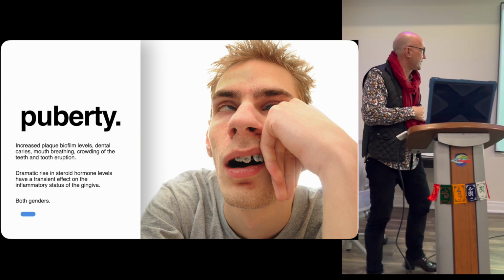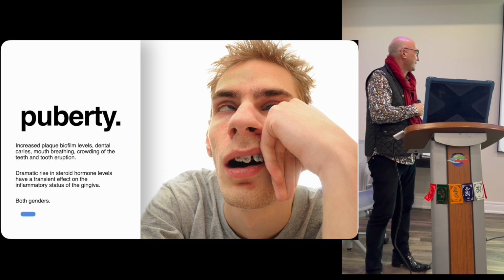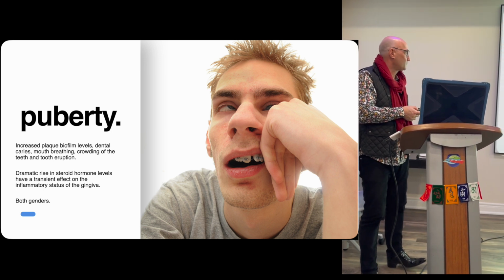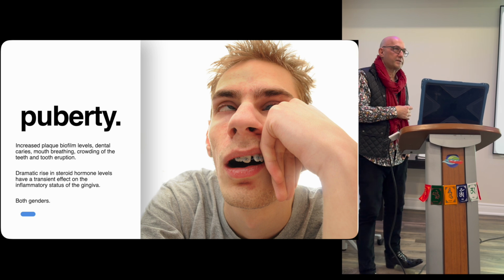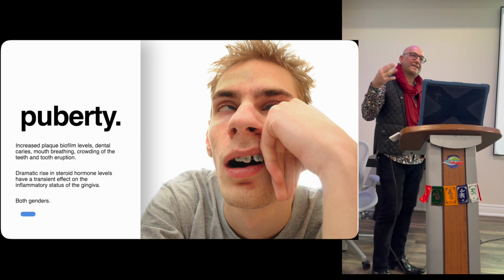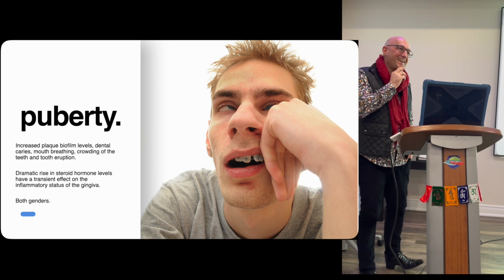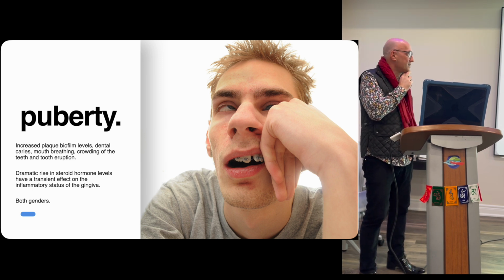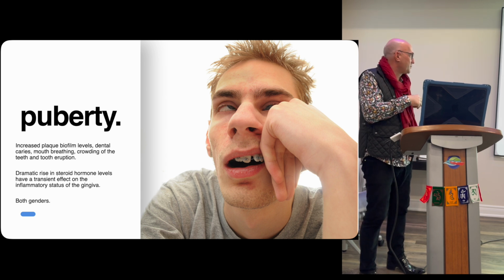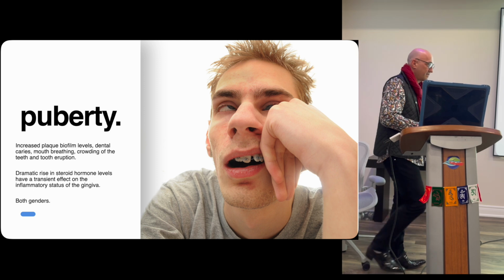Puberty, as well, increases plaque biofilm levels, dental caries, mouth breathing, crowding of the teeth, and tooth eruption. My son, when he was 13, he lost his mind, and he's 19 now. He's sort of getting it back, but I think it could still be a few years. There are some decisions kids make that are questionable. But a lot of these dramatic rises in steroid hormones have an effect and affect both genders.